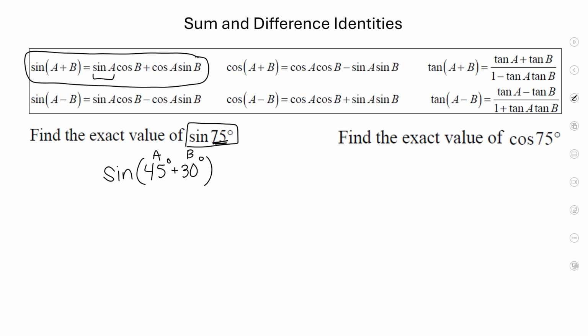Sine of A is sine 45 degrees times cosine of B is cosine of 30 degrees. Plus, now it wants cosine of A. Remember, A is 45. So I want cosine of 45 degrees times sine of 30 degrees.